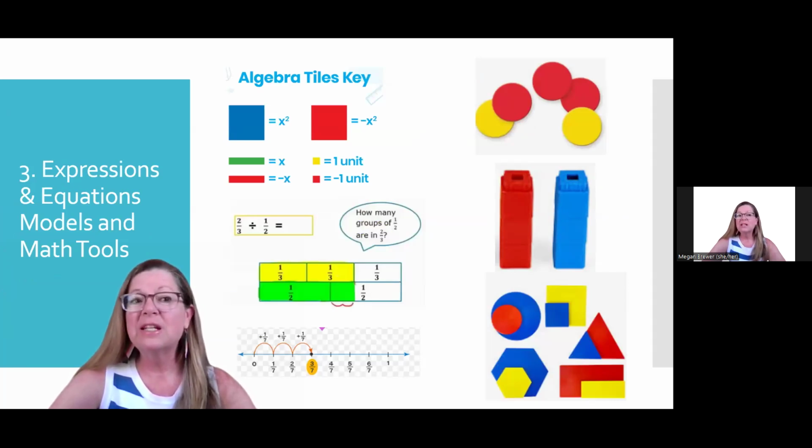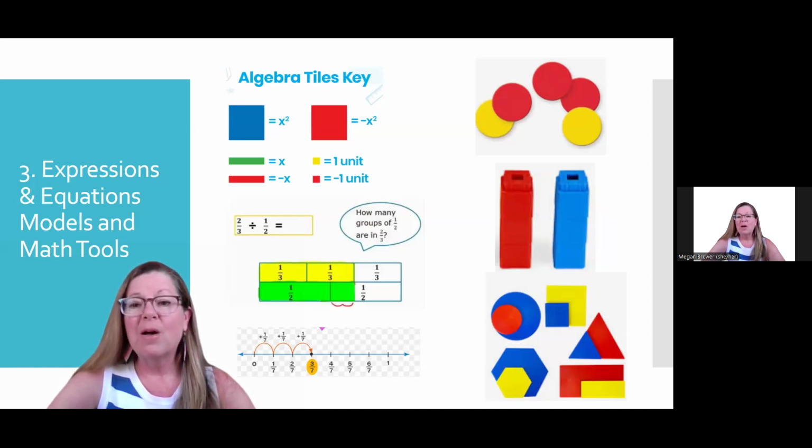Number three, those expressions and equations, models, and math tools. In sixth grade, the focus shifts to a deeper understanding of division of fractions and expanding the number system to include those rational numbers, those integers, those positive and negative numbers. Here are manipulatives or math tools and representations that can effectively support students in this area. Algebra tiles are colored blocks used to model and solve algebraic expressions and equations. They help students visualize abstract concepts like variables and constants.